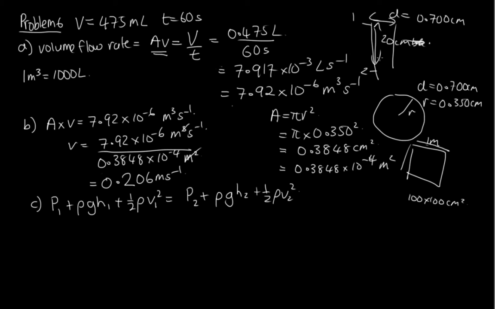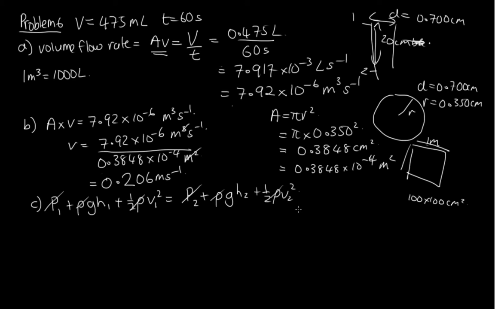And now this is all open to the atmosphere. So the pressure at 1 and the pressure at 2 are both just atmospheric pressure. So these cancel each other out because the same term appears on both sides of the equation. Now rho is a common term to each of the remaining terms. So rho actually cancels out as well.